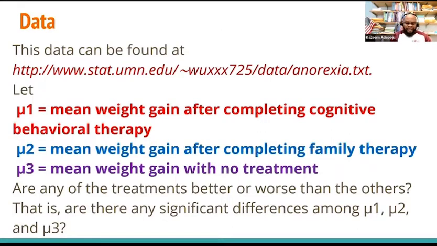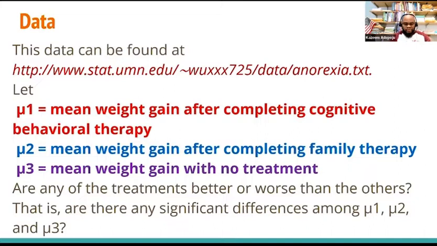The idea behind it is that we want to compare means in more than two populations. The mean we want to compare here is the mean weight gain. What does that mean? After completing cognitive behavioral therapy, is the mean weight gain the same as the mean weight gain after completing the family therapy, or the same as the mean weight gain with no treatment at all? Like I said, because we have three groups, we're going to use analysis of variance.